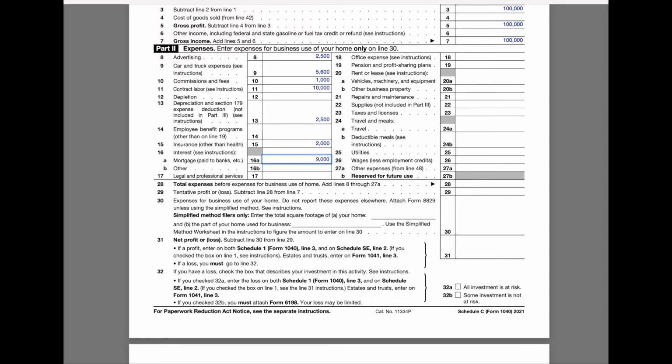Line 17, legal and professional services. This could be for fees charged by your accountants and your attorneys. Line 18, office expenses. This would be for things such as paper, pens, staplers, postage, etc.